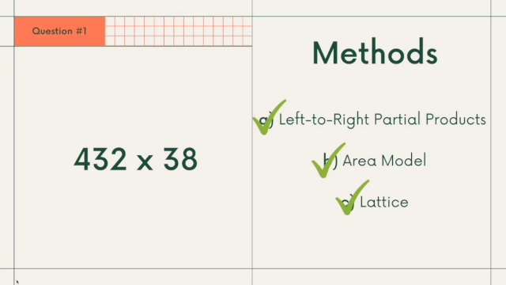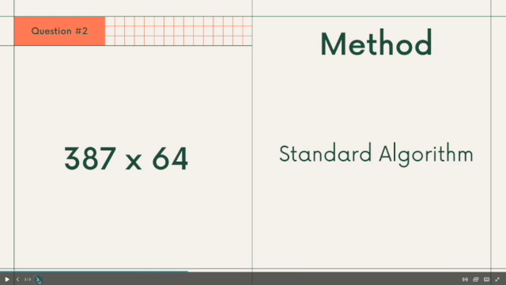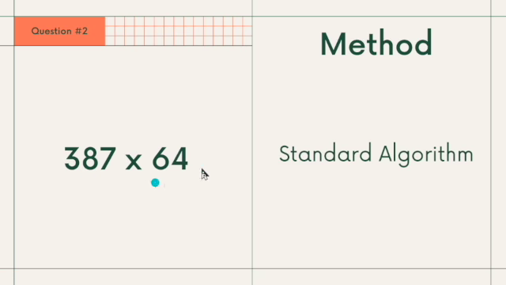All right, now that we have used 3 different methods to solve 432 times 38, we are going to move on to the next problem. We are going to solve 387 times 64 using the standard algorithm.